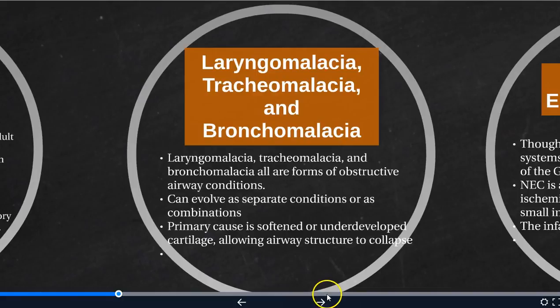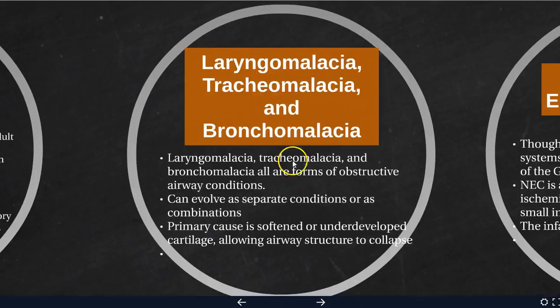Let's look at laryngomalacia, tracheomalacia, and bronchomalacia. So these are all forms of obstructive airway conditions. They can evolve as separate conditions, or they could be a combination with one or more of them being seen together. So the primary cause is softened or underdeveloped cartilage, which allows the airway structure to collapse.